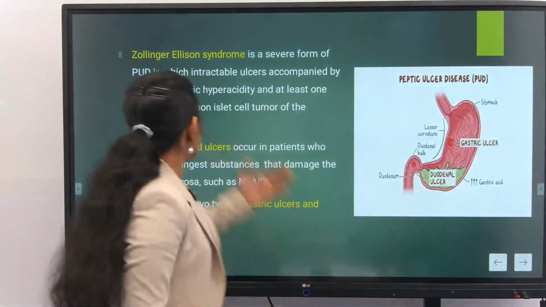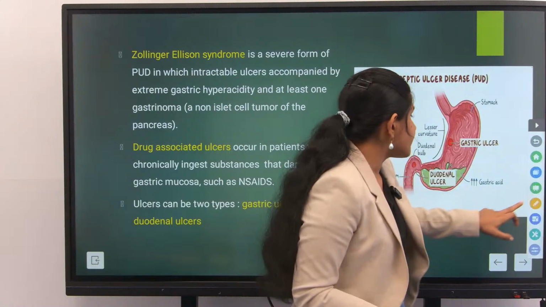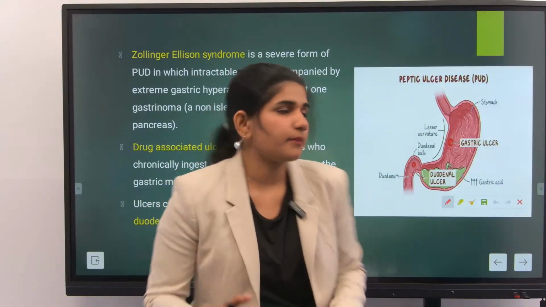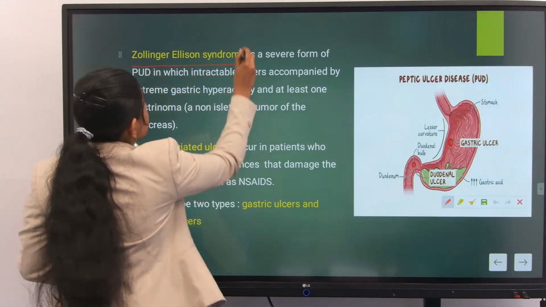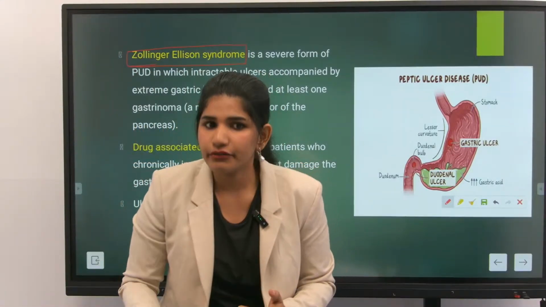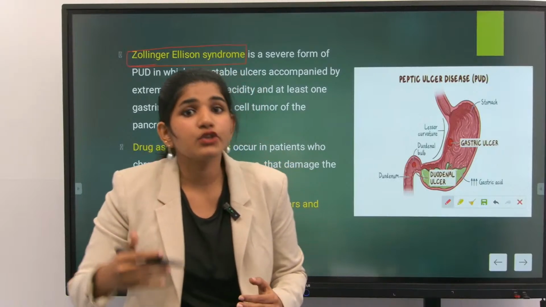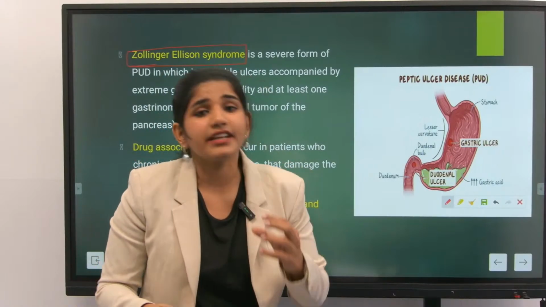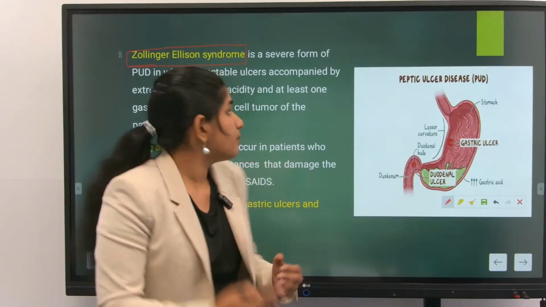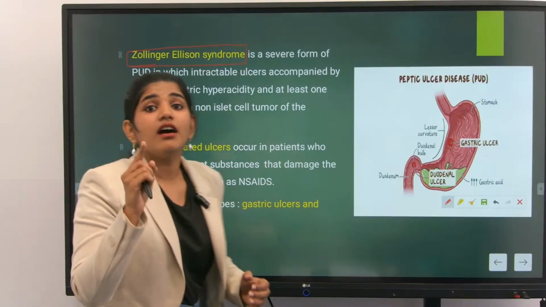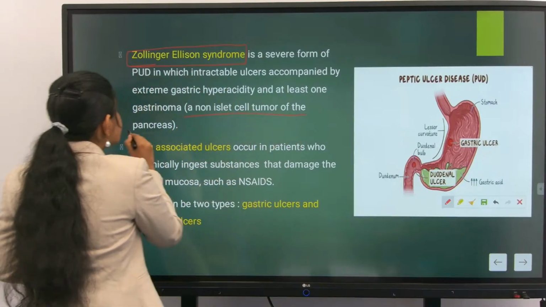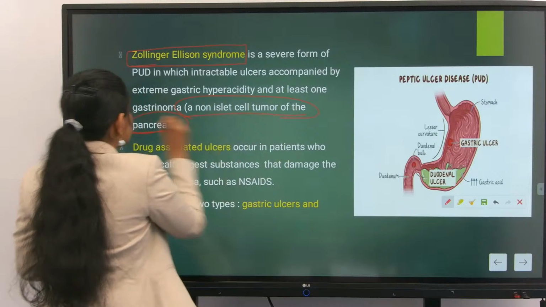Now we can go to another serious condition, Zollinger-Ellison syndrome. What is that? Zollinger-Ellison syndrome is a very severe form of peptic ulcer disease. In this condition, there is an extreme secretion of hydrochloric acid, in enormous amounts, accompanied by a gastrinoma. Gastrinoma means a non-islet cell tumor of the pancreas.